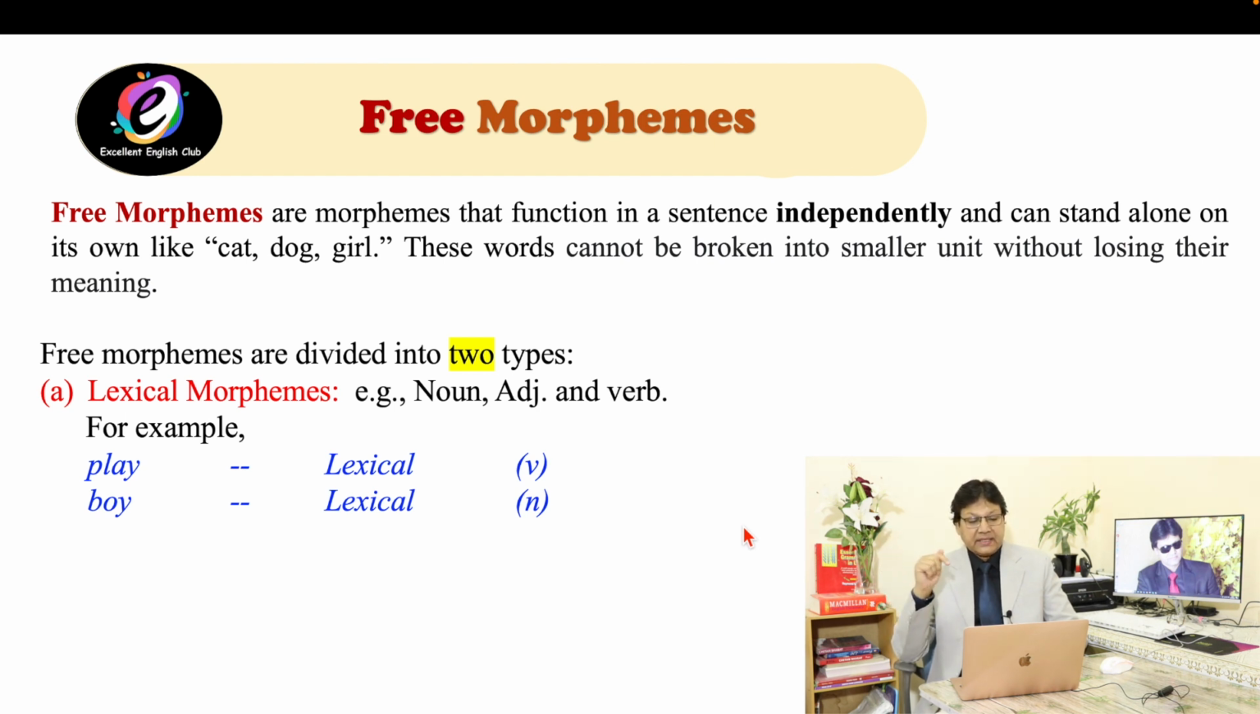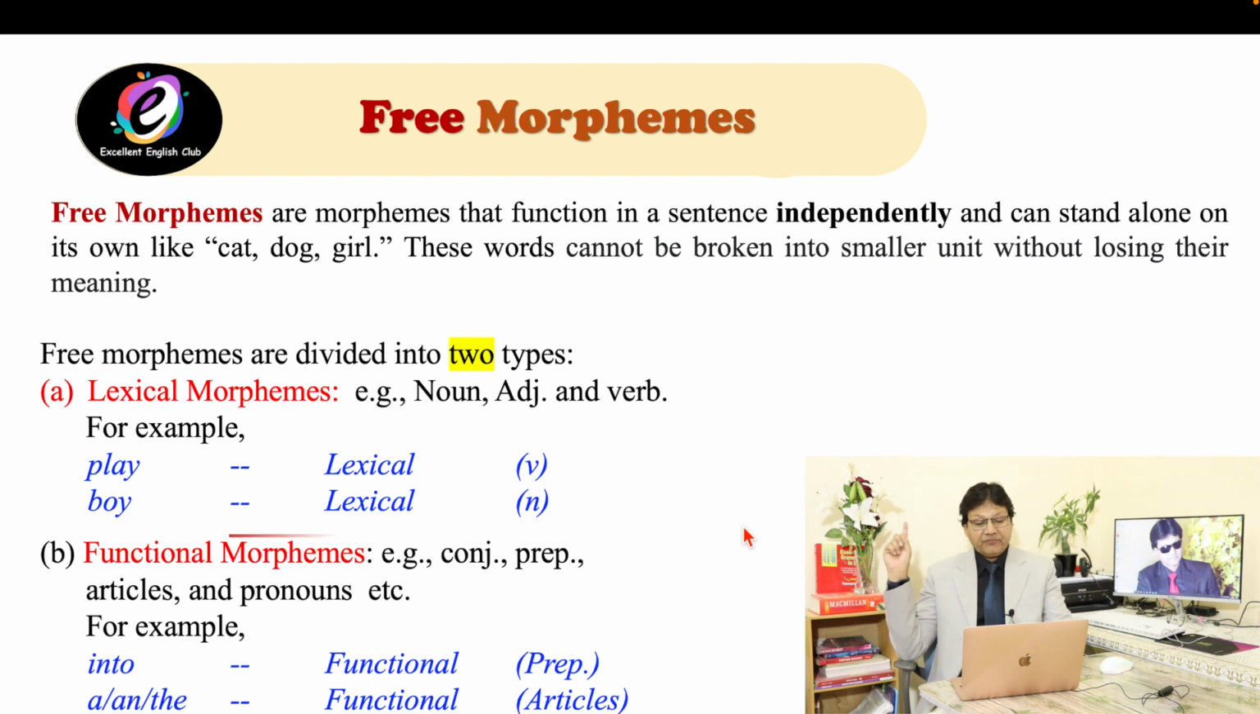The first one is lexical morpheme. Lexical morphemes are morphemes like noun, adjective, verb. For example, play, boy. Play is lexical and a verb. Boy is also lexical and it is a noun. Like, for example, good is an adjective. So what is this? Lexical morpheme.